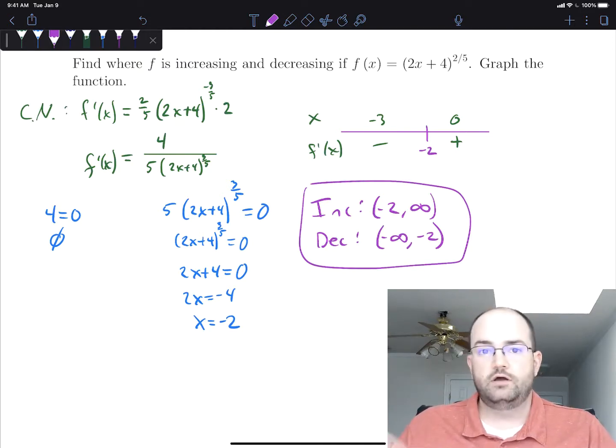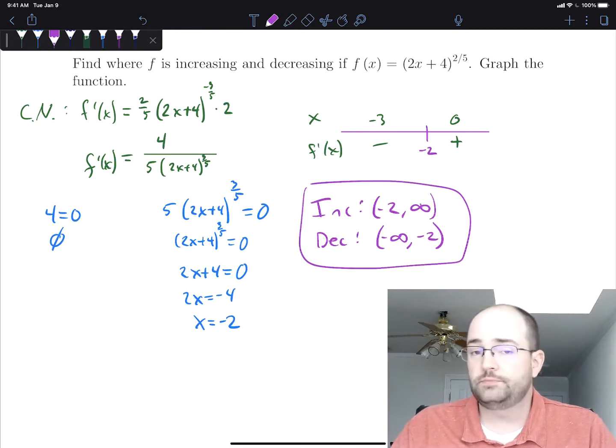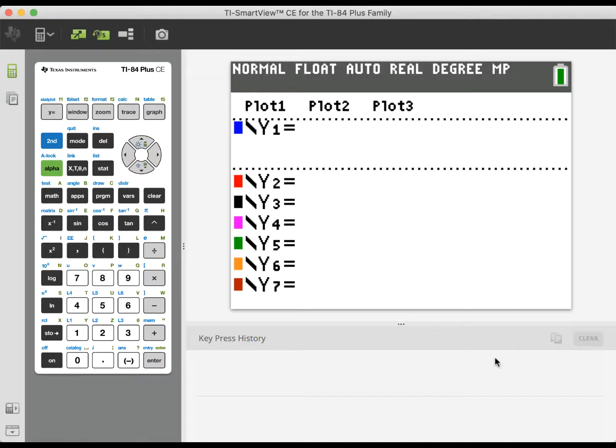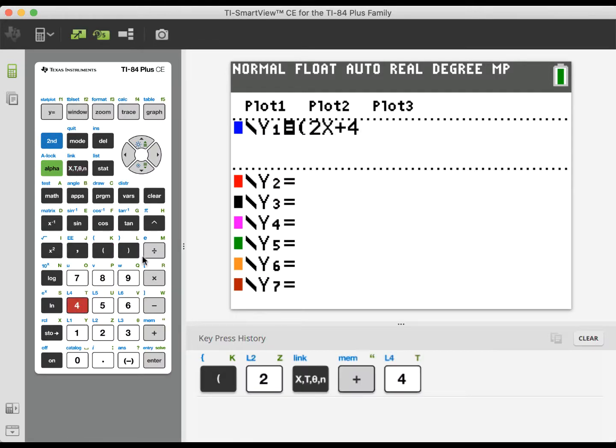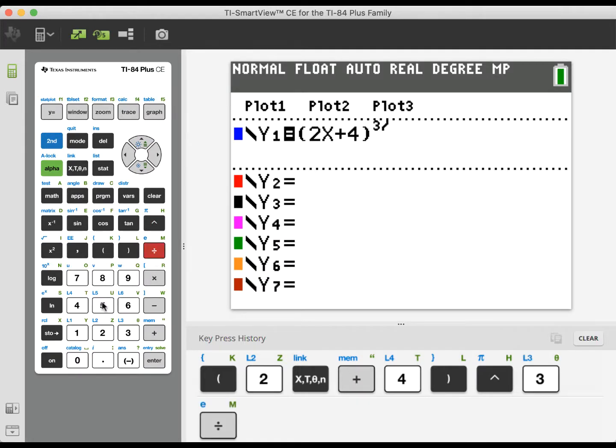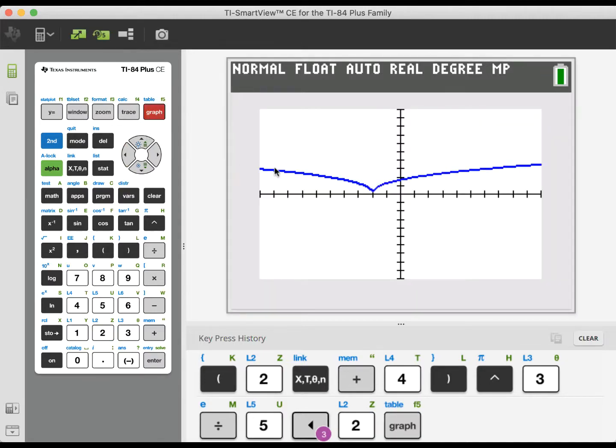At this point, all we really need to do is graph the function, which I'm going to do in the calculator, so I will see you there. Okay, welcome to the calculator. Let's type this in on y equals. So we have (2x plus 4), close parentheses, raised to the 3/5 power. Nope, sorry, 2/5 power. My apologies. And then graph it.